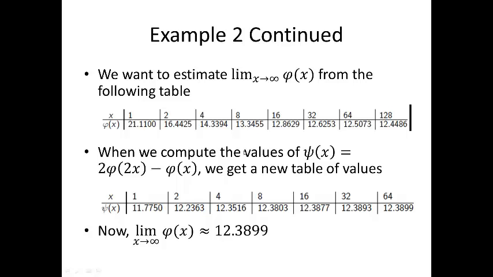What we can do is compute the values of psi of x. That's 2 phi of 2x minus phi of x, and we get a new table of values. And here's the new table of values, and you can see that this winds up at 12.3899, and so the limit as x goes to infinity of psi of x, or phi of x, is 12.3899. We can continue this extrapolation for another step as the book does, and we eventually get a value of 12.3900 with a round-off error.